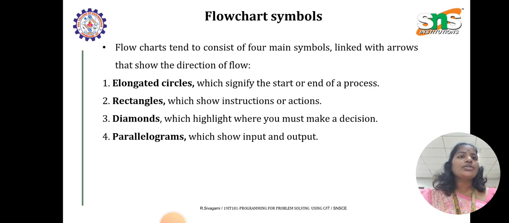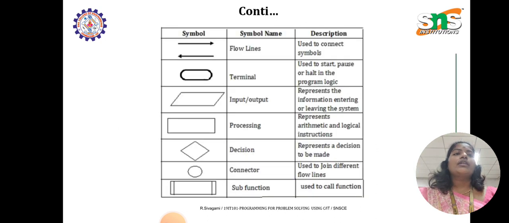Rectangles show the instructions or actions. Diamonds highlight where you must make a decision; that is the time we have to use the diamond shape. And then parallelograms show the input and output statements. Here I have given the symbols, the symbol names, and the description of the symbols; you just go through it.